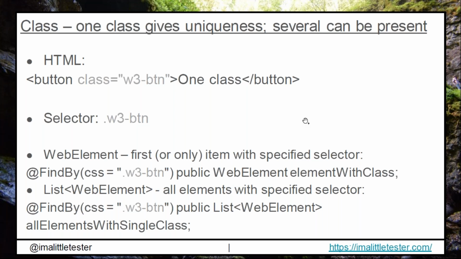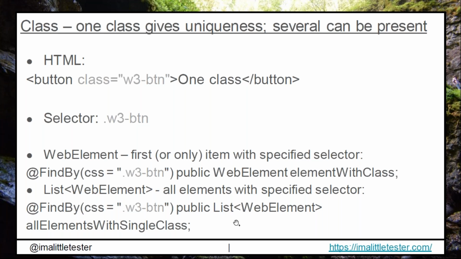If we're thinking about the example where there is only one element of this kind on the page, so only one class whose value is w3-button, it's enough for us to store the result of this selector into a web element. If there are several such classes, the selector will be exactly the same, so we will write @FindBy using the same CSS selector, just that we will store the result into a list of web elements. Of course, if we store this result into a list and there is only one element on the page with that class, the size of this list will be 1 because we will have only one element identified by that selector. So the ID and the class would be the most common and frequently used.